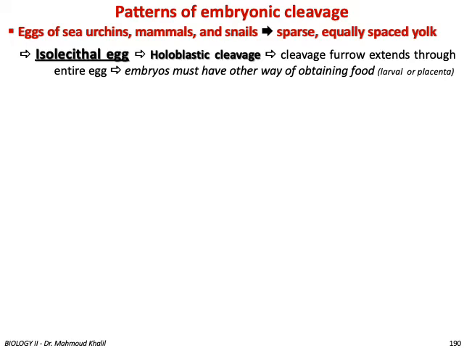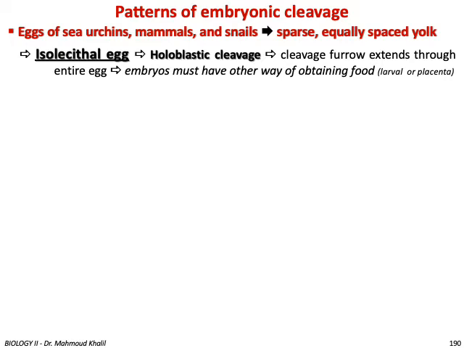Continuing with the patterns of embryonic cleavage, eggs of sea urchins, mammals, and snails have sparse and equally spaced yolk. This type of egg is called isolecithal. This type of egg undergoes a type of cleavage called holoblastic, meaning complete cleavage of the blastomeres. The cleavage furrow extends through the entire egg.